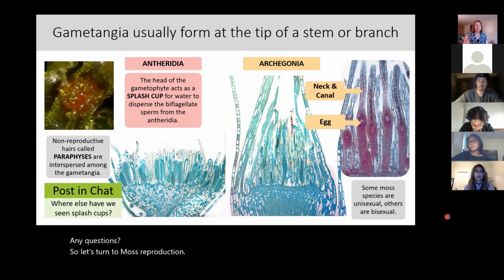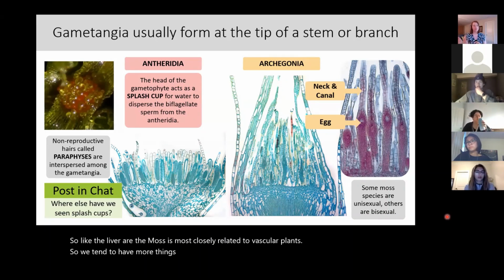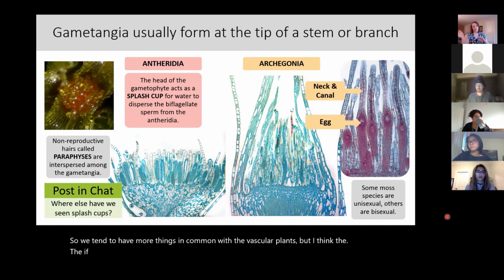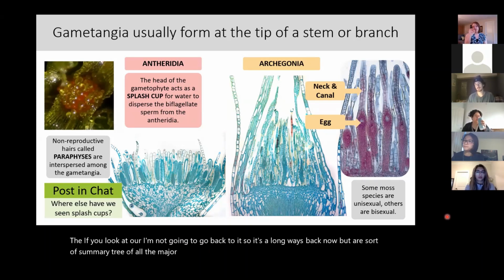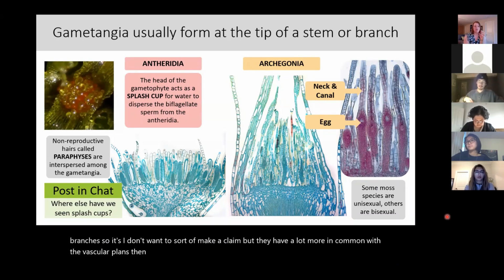So like the liverwort, are the mosses most closely related to vascular plants? So they have more things in common with the vascular plants, but I'm not going to go back to it because it's a long ways back now, our summary tree of all the major plant groups, it's not fully resolved, the bryophyte branches. So I don't want to make a claim, but they have a lot more in common with the vascular plants than the liverworts and the hornworts. They have more of the similar derived traits. Yeah.